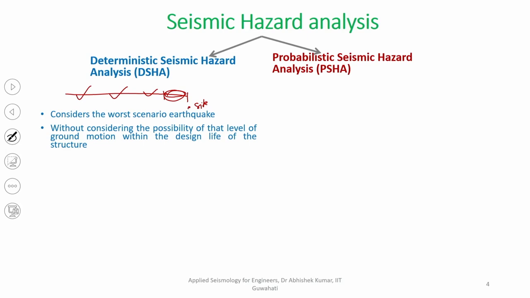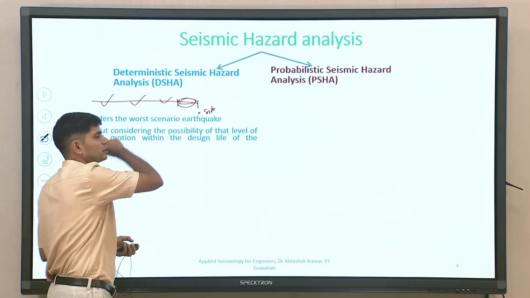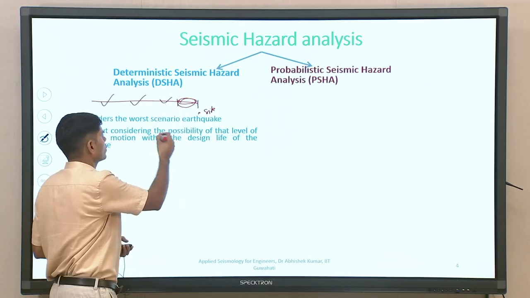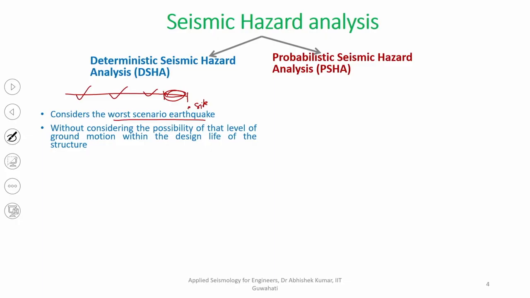So, in deterministic hazard analysis, we basically do not consider that there is a possibility that the rupture or the ground motion which we are taking into consideration is based on the worst scenario earthquake. Worst scenario earthquake means what is the worst scenario, what is the highest amplitude of ground motion which is possible at the site of interest. Now, certainly there might be some highest magnitude of the earthquake, but we also have to be rational in terms of whether this highest magnitude earthquake is going to be experienced by my building, which itself has a design life of maybe 30, 35, 40 years, 50 years.